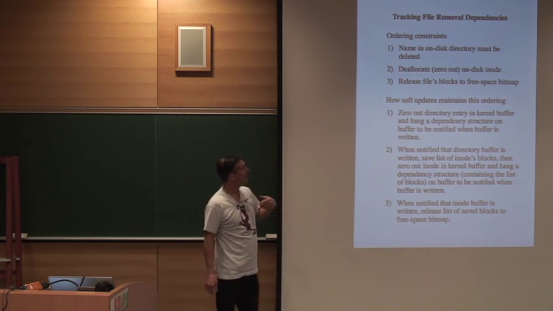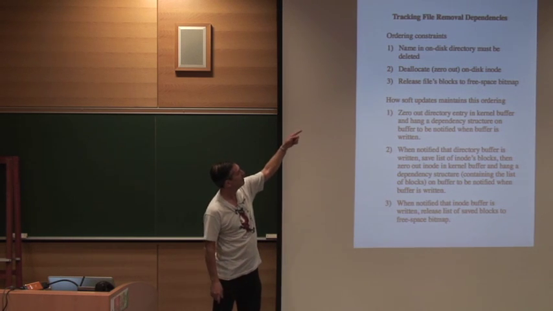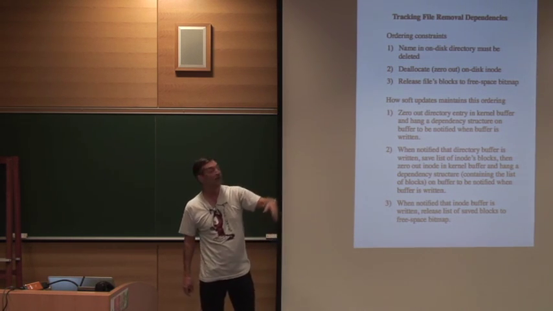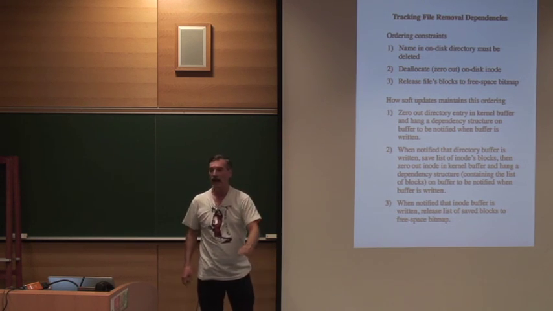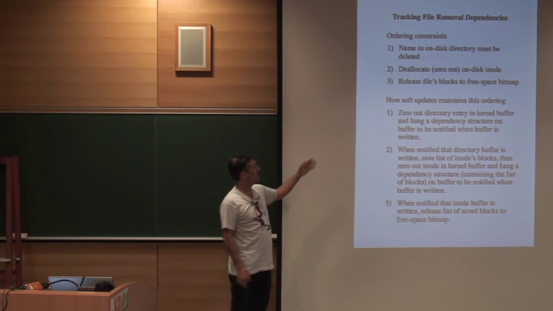OK, so historically, the way we did it was 2 synchronous writes. We deleted the entry in the directory, wrote it out. Then we zeroed the inode, wrote it out. Then we put the blocks onto the free list. Done. So what do we do now?